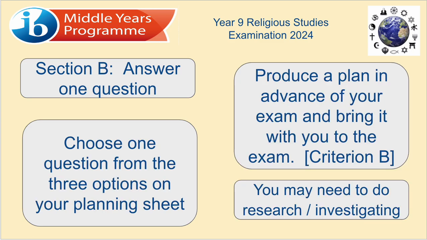Section B, on the other hand, is one where you answer just one question. You choose that question from the three options on your planning sheet. You need to produce a plan in advance of the exam and bring it with you on that planning sheet to the exam. That is part of the assessment of criterion B. So if you don't have your plan, then you are automatically losing marks in criterion B.